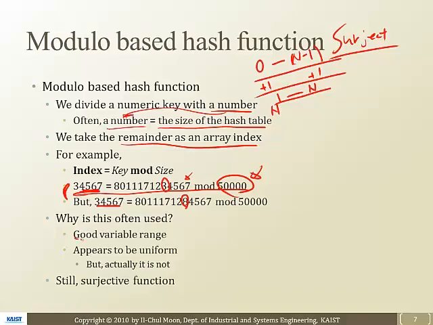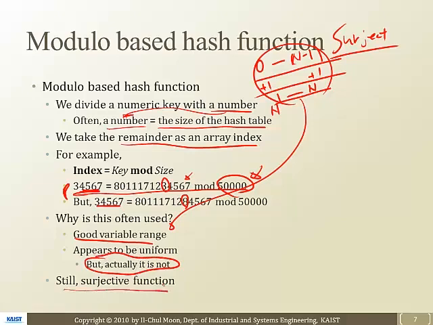Why is this often used? Because it has a good variable range, and appears to be uniform. If the key has a nice distribution, the remainder is also going to be uniform. But the key is not going to be uniform in the real world, so it's not really uniform, but it appears to be. Still a good surjective function, right?